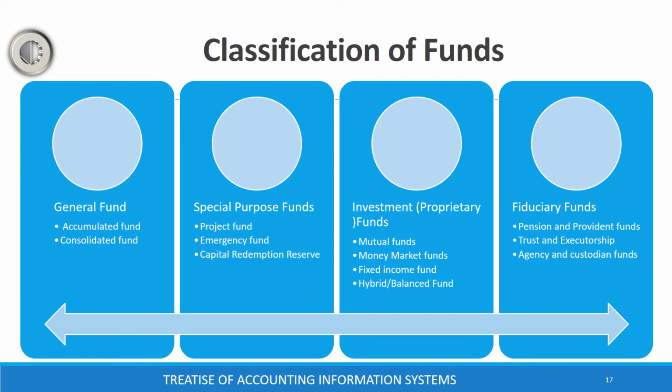Special purpose funds is a fund that is set aside for a specific use, such as project, emergency, or capital redemption. Investment fund, or proprietary fund as it is referred in government, is a fund that has been invested to generate returns such as mutual funds, money market funds, fixed income funds, and also balanced fund.